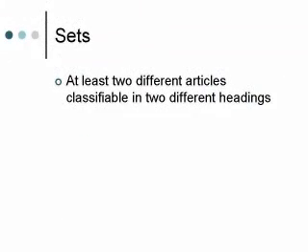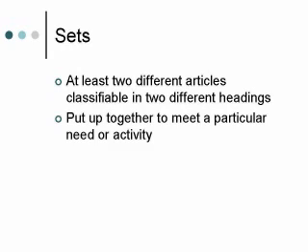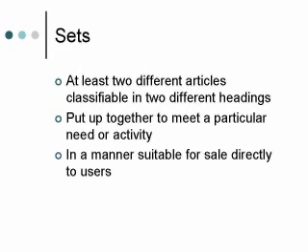Now we are going to go into sets. There are three rules which govern sets, and they are as follows. The set must consist of at least two different articles classifiable into different headings. There may be more articles, but there must be at least two. These articles must be put together to meet a particular need or activity, and these articles must be packed in a manner suitable for sale directly to the end user.